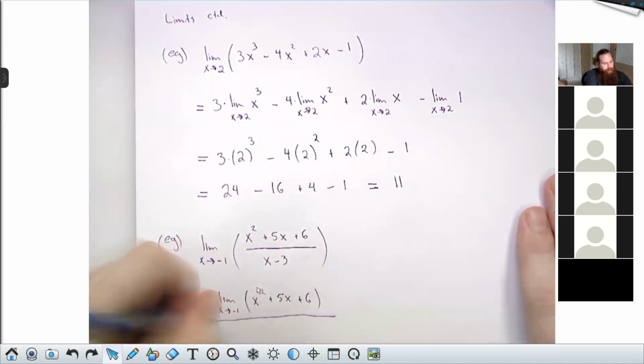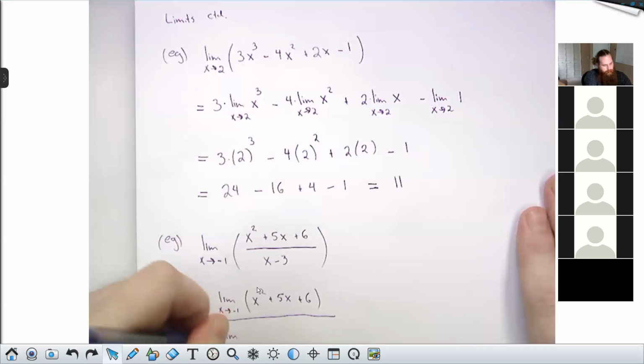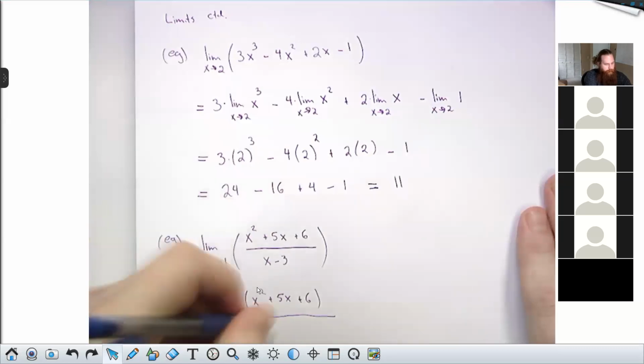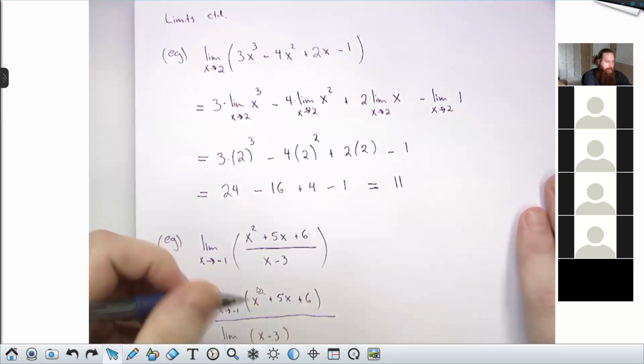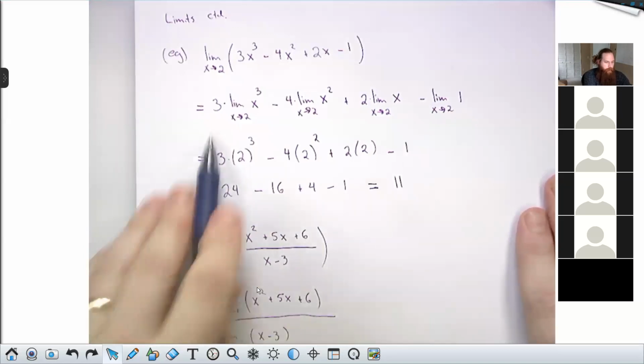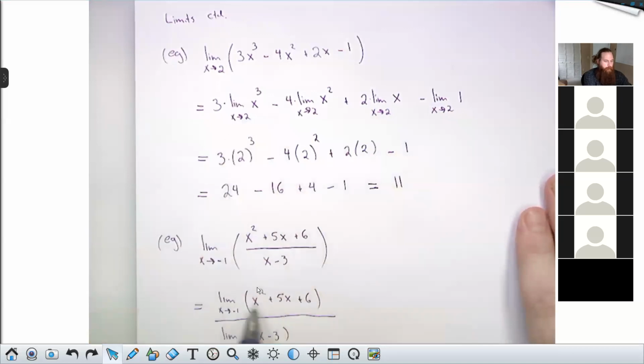Divided by the limit of the bottom. And then I could go through this whole thing here where I split up the polynomial upstairs and pop out the constants. But we know what the net effect is going to be. This will be just plugging in -1 everywhere there's an x.